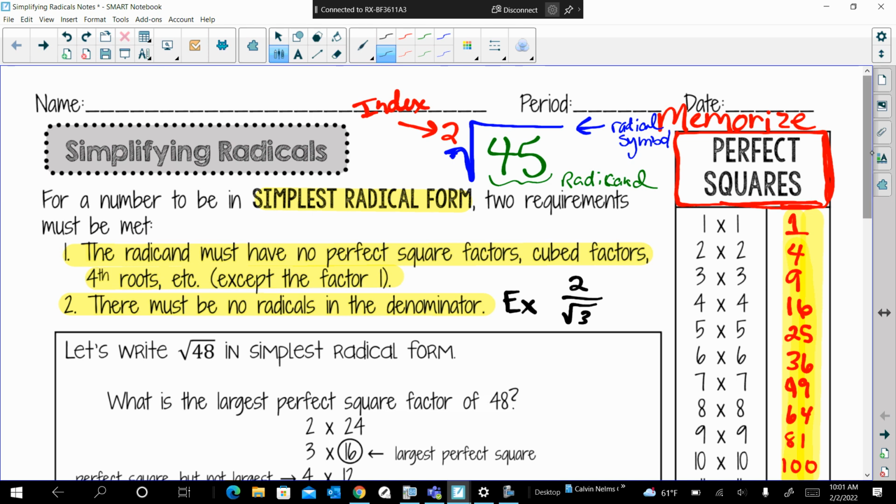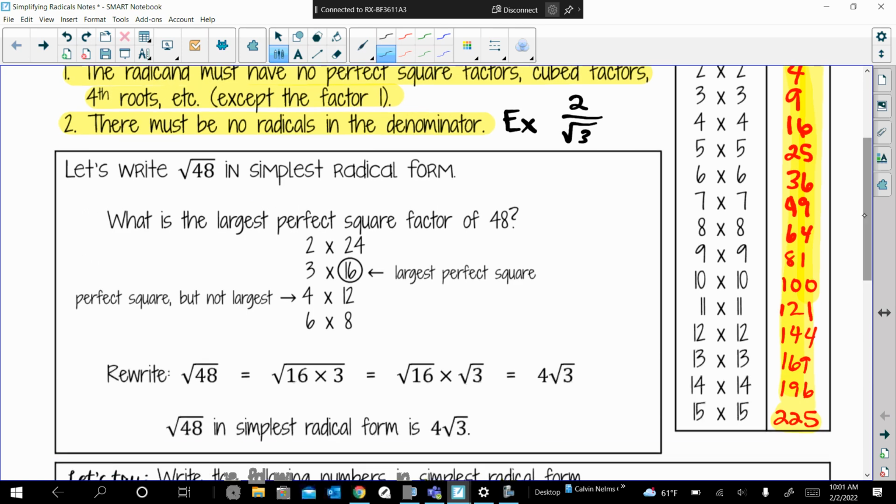So they gave you an example up here. They say we're going to write the square root of 48 in simplest form. What you do is you look for the largest perfect square factors. Factors are numbers that you're multiplying together.